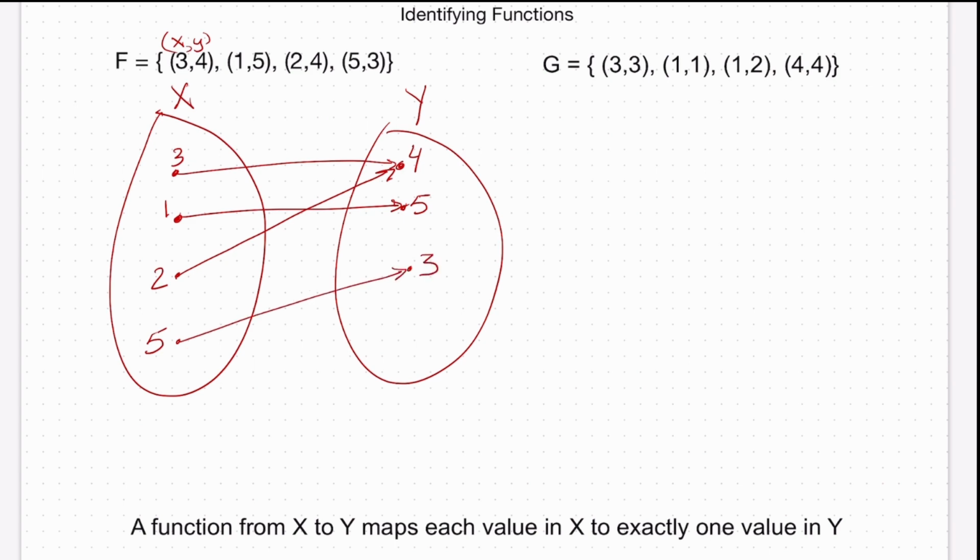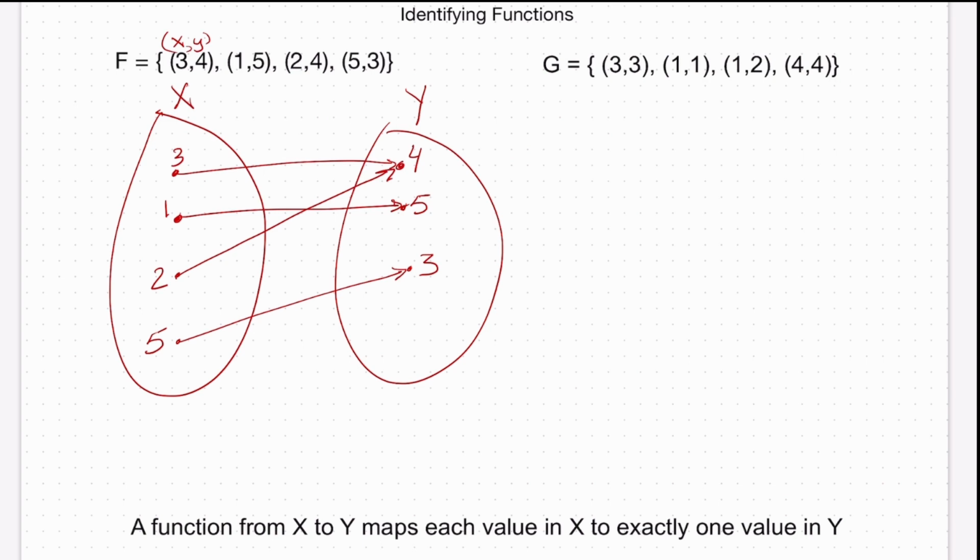So looking at this, for every x that we have, there is only one value in y that it can have. We don't care that two x's share the same y value. All we care about is that each x can only produce one y. So 3 never produces 4 and a different number. If you put x as 3, it will always equal 4. So that's what a function is.